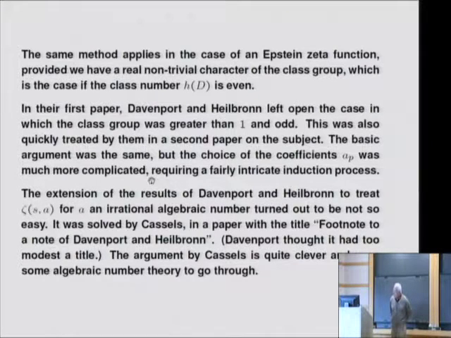So for algebraic number, it was solved by Castles in a paper with the title Footnote to a Note of Davenport-Heilbronn. It's a pretty hard paper, actually, and it's a very clever argument. He used some non-trivial algebraic number theory to go to the end. Basically, you have to prove that if there are multiplicative relations, there are very few.